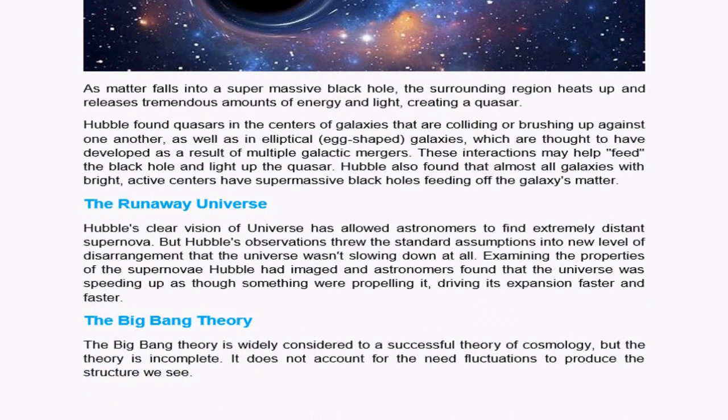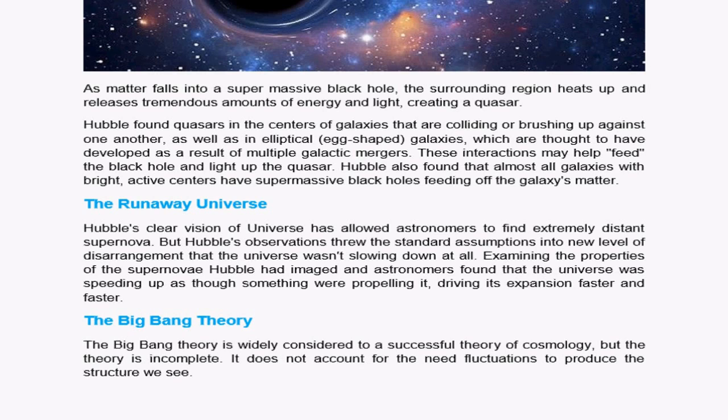And the next is the runaway universe. Hubble's clear vision of the universe has allowed astronomers to find extremely distant supernovae. But Hubble's observations threw the standard assumptions into a new level of disarray. The universe was not slowing down at all. Examining the properties of the supernovae Hubble had imaged, astronomers found that the universe was speeding up, as though something was propelling it, driving its expansion faster and faster.